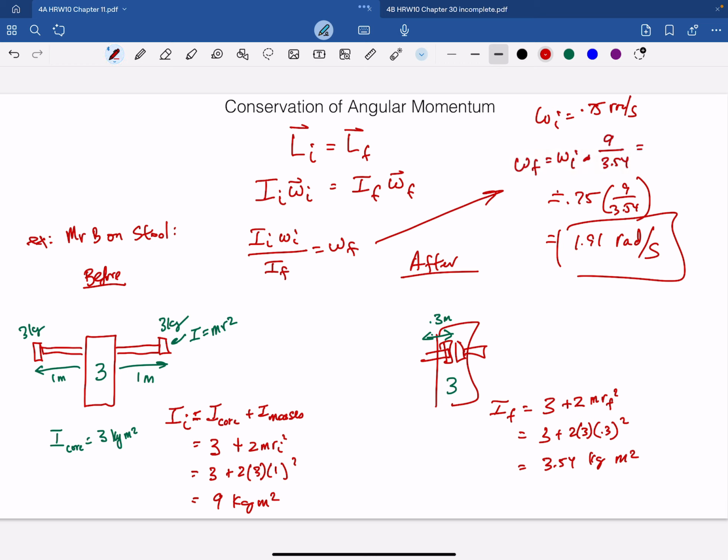Why did my final angular speed change? The moment of inertia changed. That's not a collision, right? It's not an impact. It's not even really an interaction. We've changed the moment of inertia somehow, and that is what is going to lead to our conservation of angular momentum.